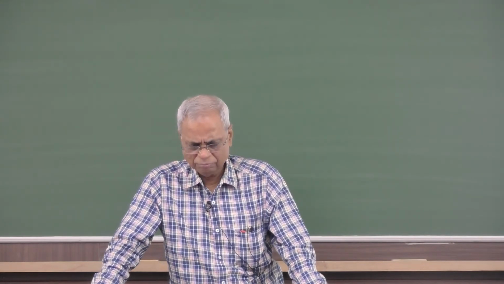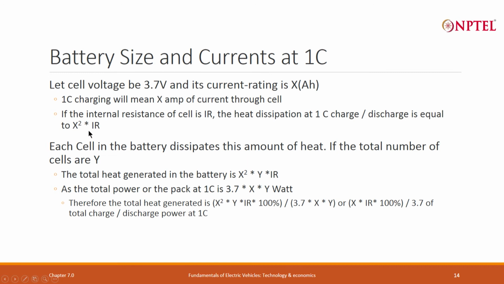So, I think it is very important to understand that if the internal resistance is IR, the heat dissipated at 1C charge is equal to x square into IR, because x is the current rating. 1C means you are charging or discharging at x amperes. So, x square into IR is the heat dissipated, both in charging and discharging at 1C.